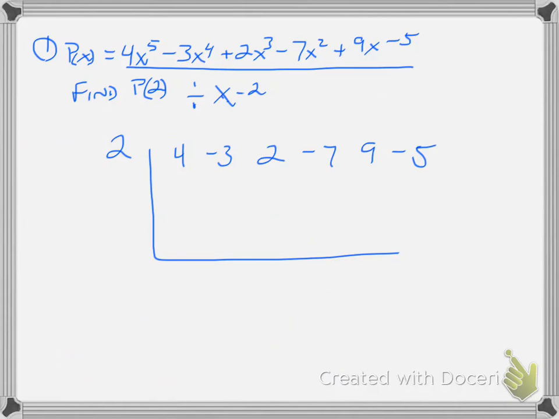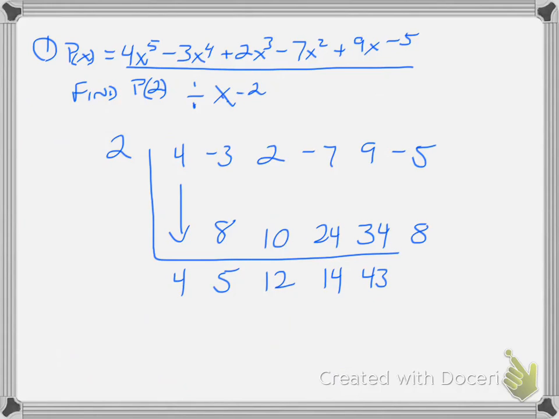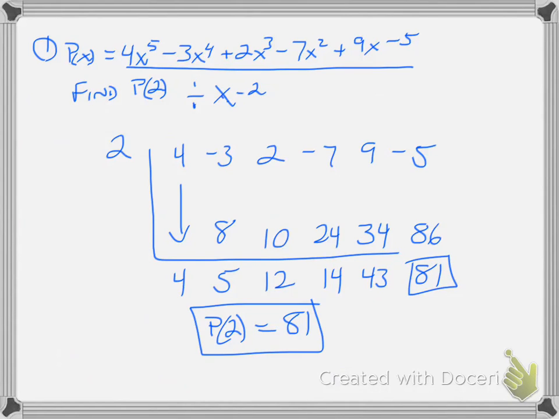Remember to check to see if anything is missing. I don't have any missing terms here. My 4 comes down, multiply with 2, I get 8, positive 5, 10, 12, multiply with 2, 24, 14, 34, 43, 86, and then 81. And what it says is that p of 2 is equal to the remainder, which is 81. And that's what we just did.